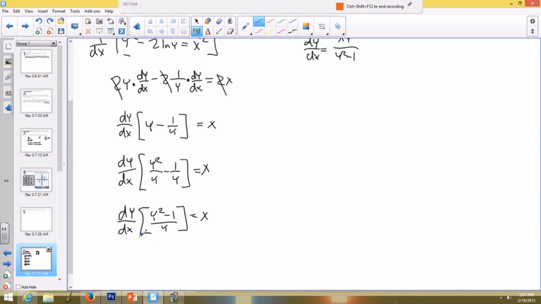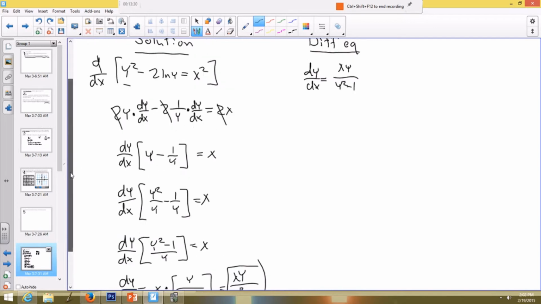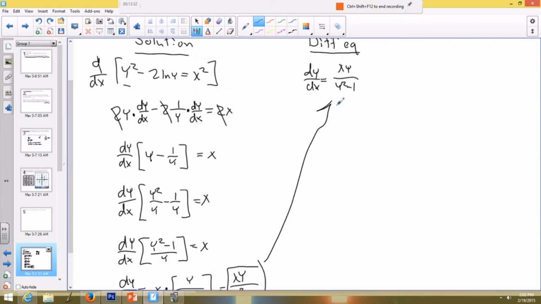equal to x, and we're going to divide both sides by this expression or multiply by the reciprocal. So dy over dx is going to equal x times the quantity, again reciprocal of this, y over y squared minus 1, which gives me my solution, xy over y squared minus 1, which is what we wanted because we just wanted to confirm that it was equal to that.